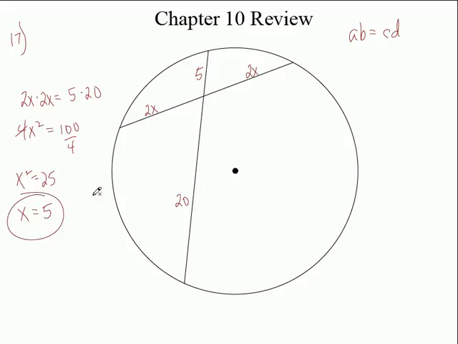So x equals 5. You don't have to find the actual lengths, you just have to solve for x in this particular problem. That's all there is to it. Multiply these two segments, set them equal to each other, solve for x.